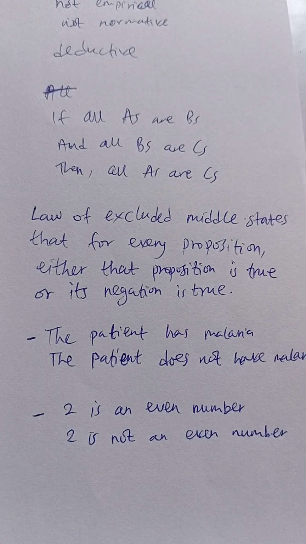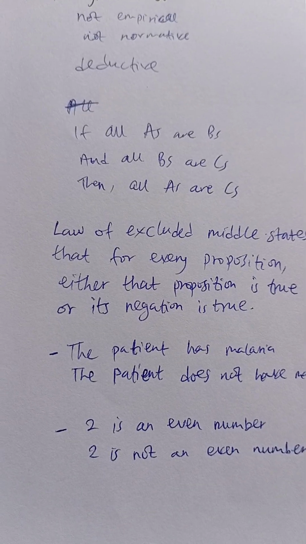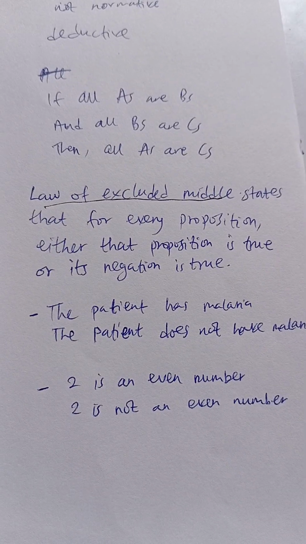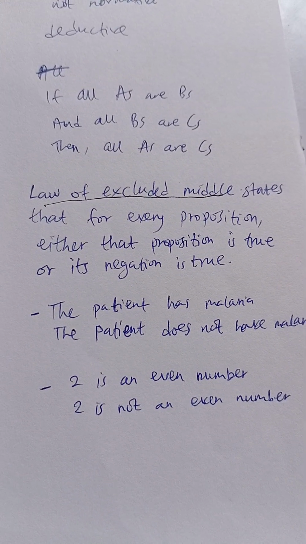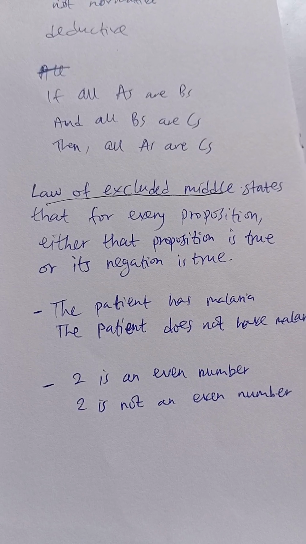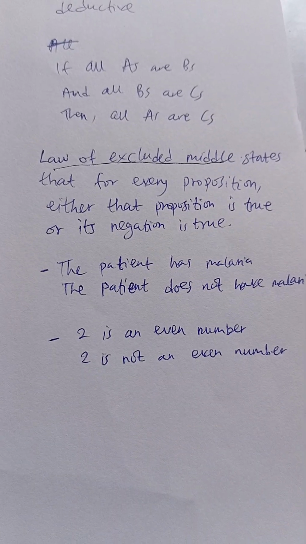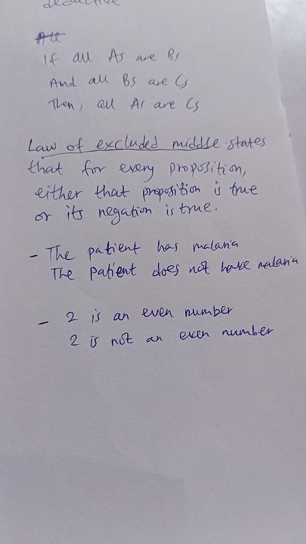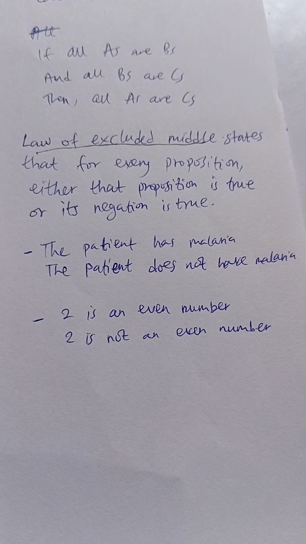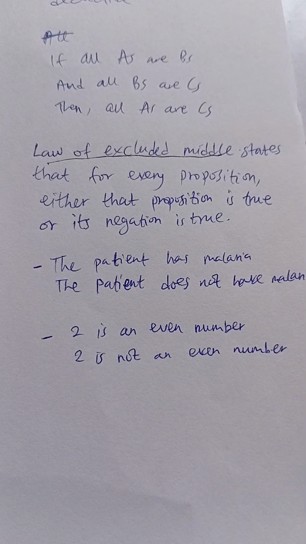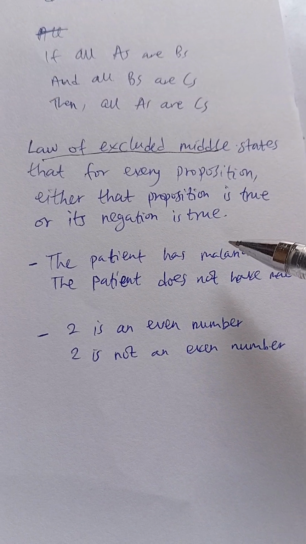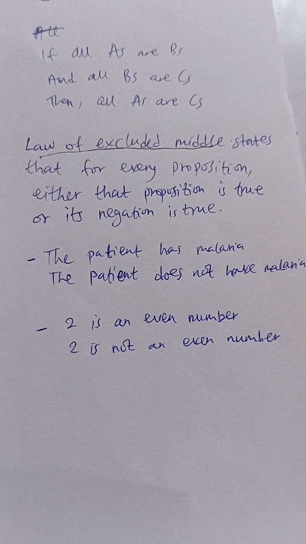Now, the law of excluded middle, it is also a logical law. It states that for every proposition, either that proposition is true or its negation is true. So over here, only one of the statements must be true. Either the original statement or its negation. Only one must be true. That is the law of excluded middle. Either the proposition itself is true or the negation is true.